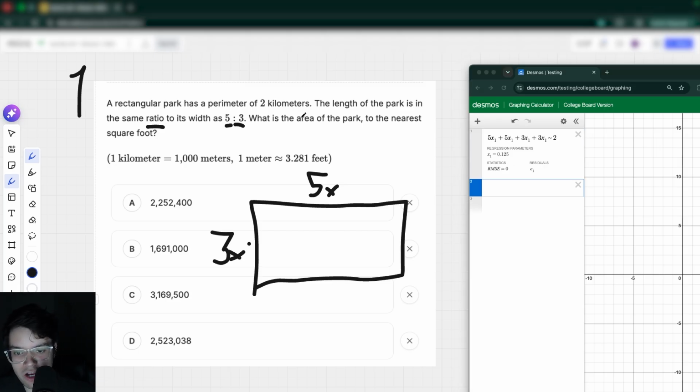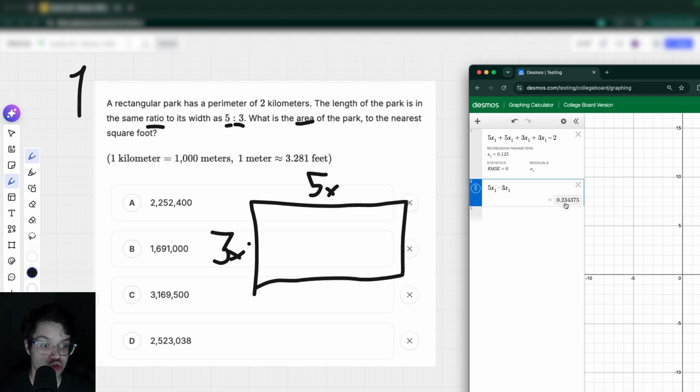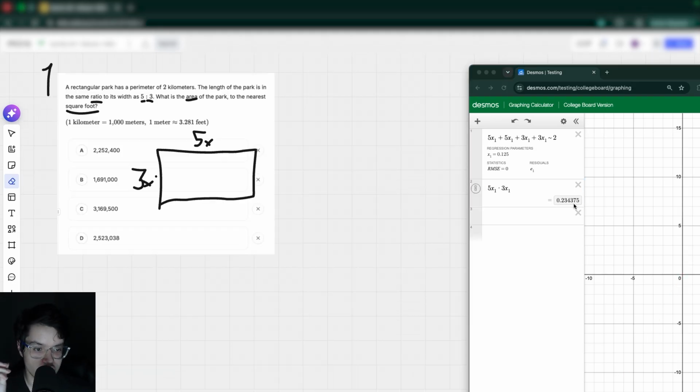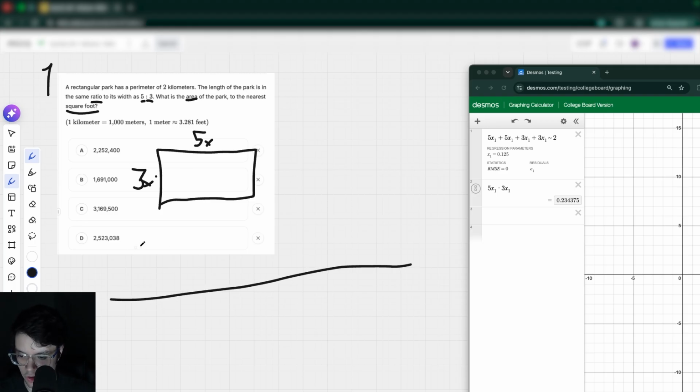So then the area of the park would literally just be 5x1 multiplied by 3x1. That'd be 0.234. Okay, so 0.234 kilometers. The important thing we have to keep note of here is that this is kilometers squared. Whenever there is area involved, it just automatically becomes squared. So keep that in mind. That's just kind of an area volume thing you should know. For volume, if there's ever volume, it's automatically cubed. So yeah, we would start this problem off by saying 0.234 kilometers squared.